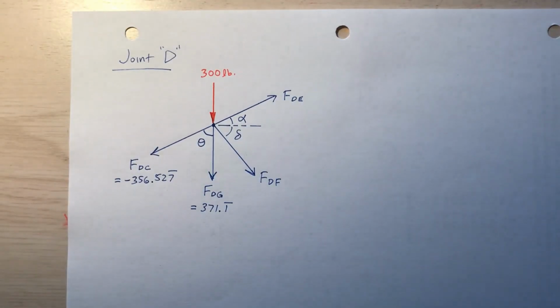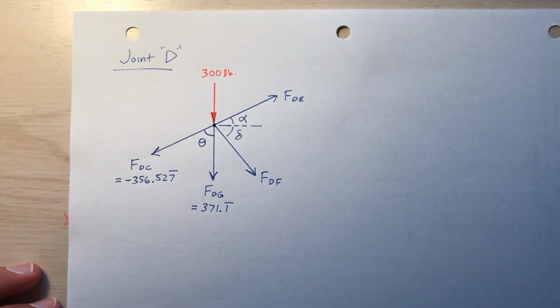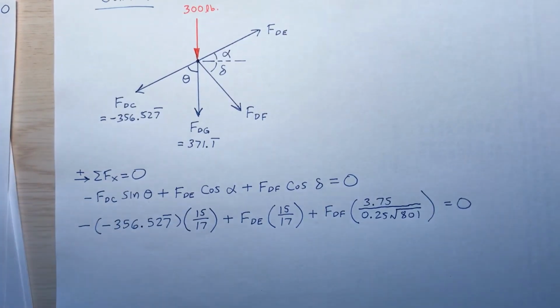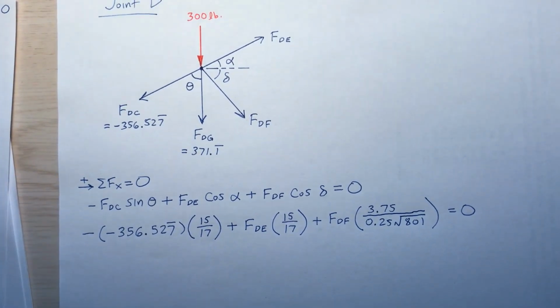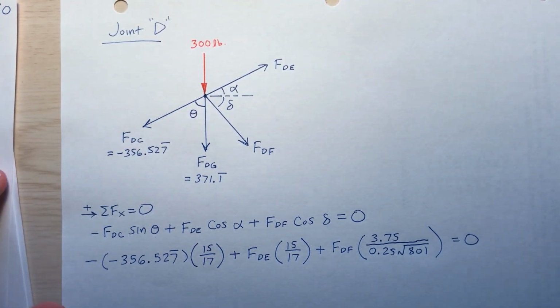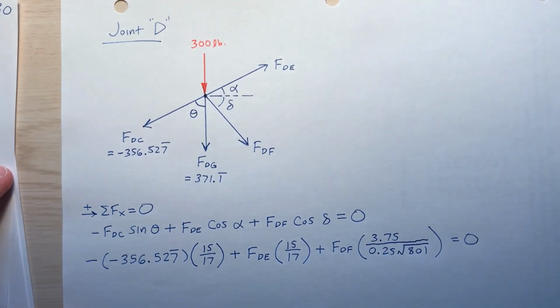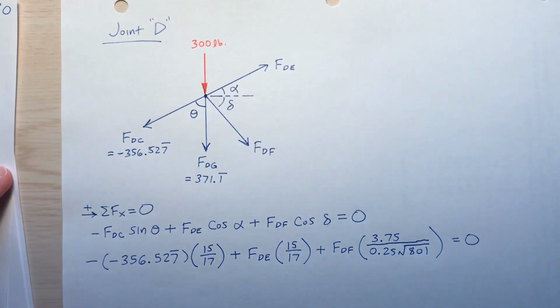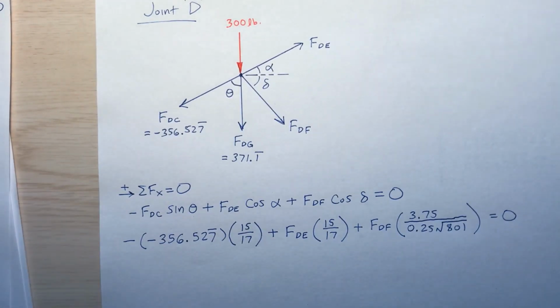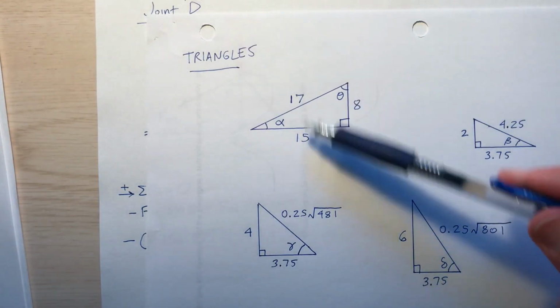Okay, and notice the angles that I have here, theta, delta, and alpha. So I propose finding the sum of the forces in the x direction. So how is this? Sum of the forces in the x direction is 0. Negative F sub DC sine theta, that's the horizontal component of that bar force, plus F sub DE cosine alpha, horizontal component of this bar force, plus F sub DF cosine delta, so that's the horizontal component of this bar force. Okay, so the F sub DC I already know, put that in there. Sine theta, remember this? Sine theta, 15/17.